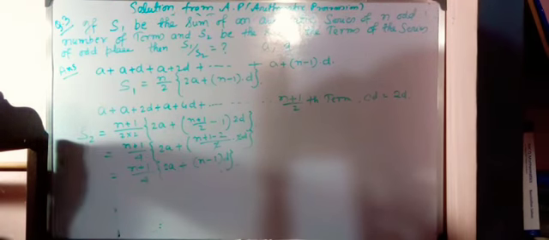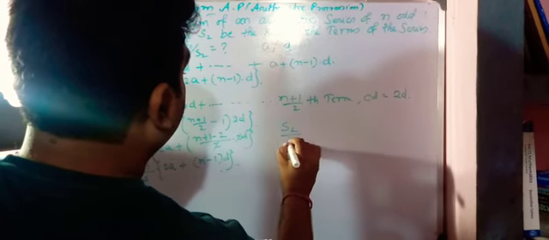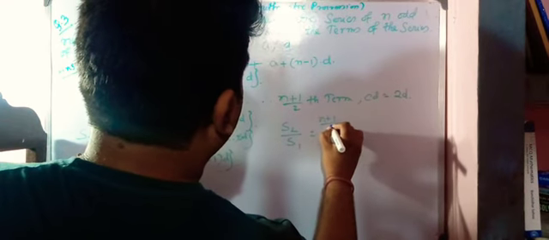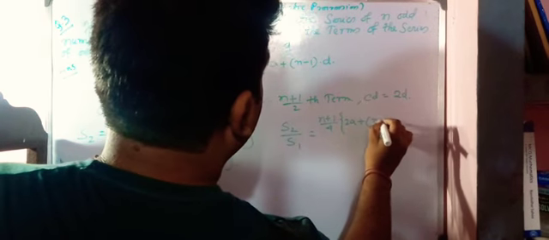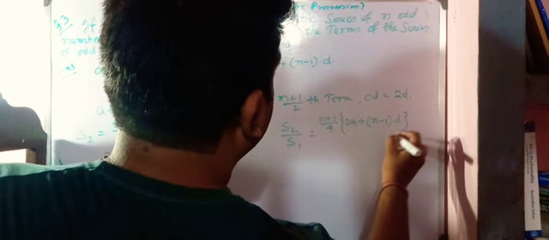So S2 by S1, that equals (n plus 1) by 4 into (2A plus (n minus 1) into D), divided by S1. What is S1?